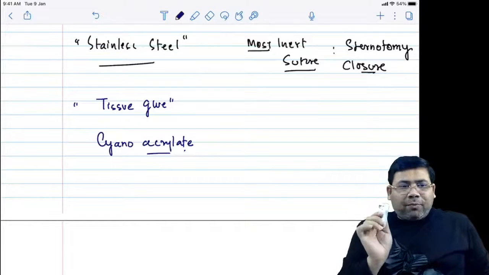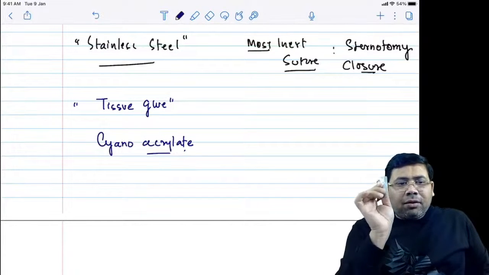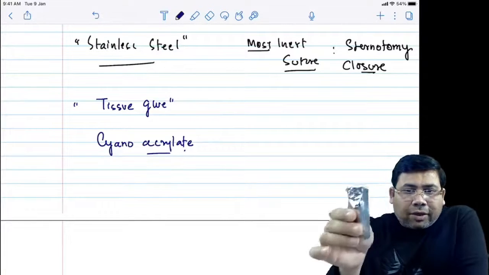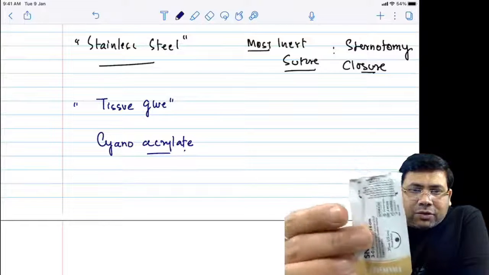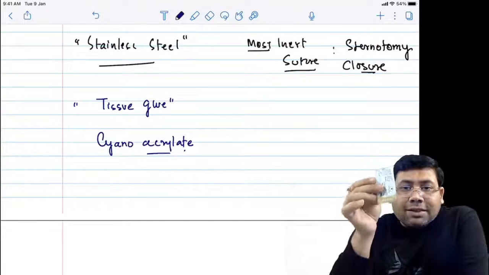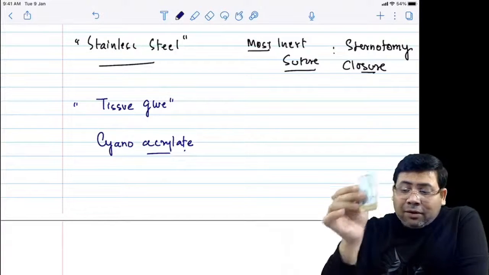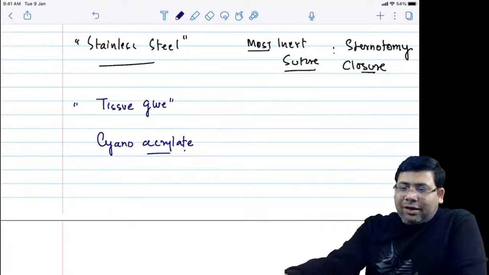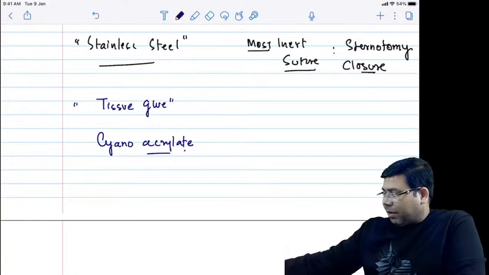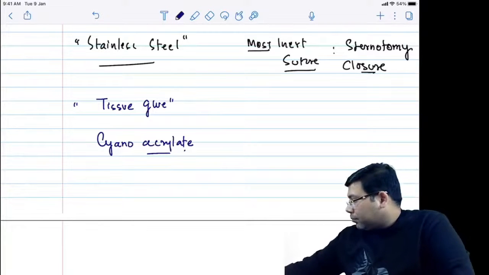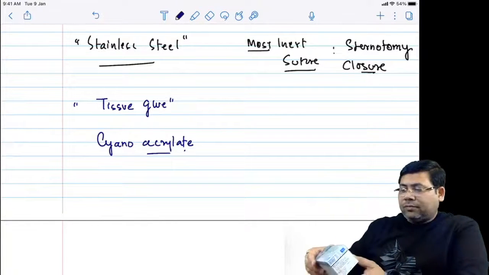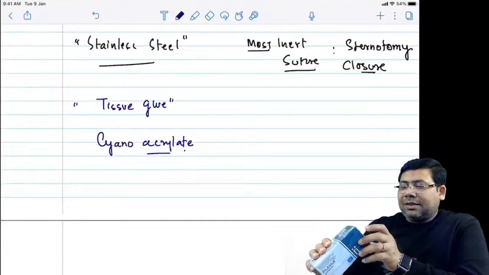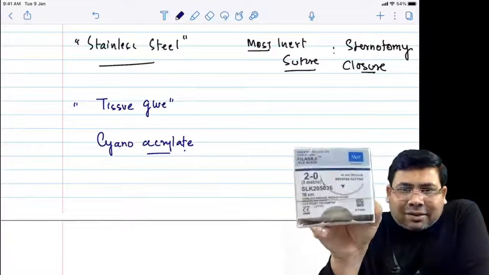Why did this become very popular? Why is this a very popular suture? Because this is cheap, and you can sterilize it and use it again and again. So I'll show you all the sutures one by one. Again, I will show you this suture. This is a standard silk. So there is nothing to know in this.